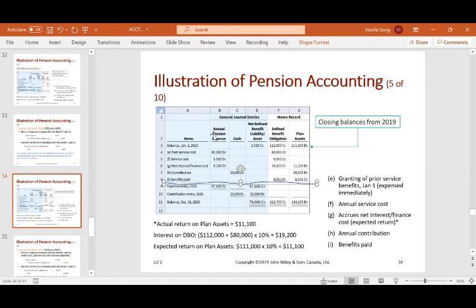When you sum up all the items that increase expenses, that will be your total pension expense, and that needs to be recorded. The journal entry will be debit pension expense, credit net defined benefit liability. And the cash contribution is a real transaction, and we need to record that. So we credit cash and debit the defined benefit liability.